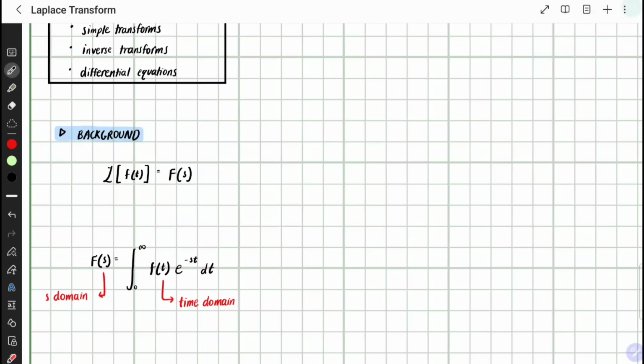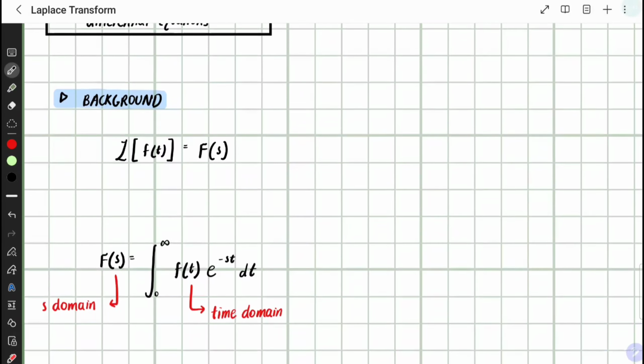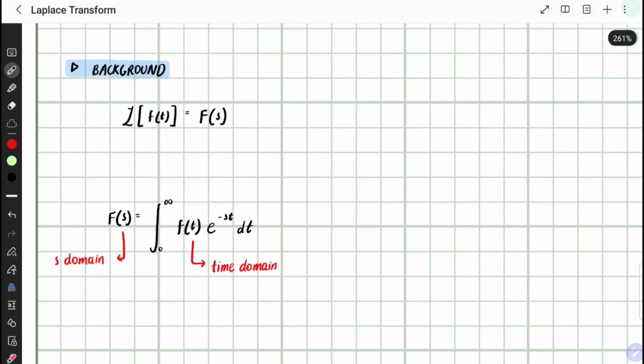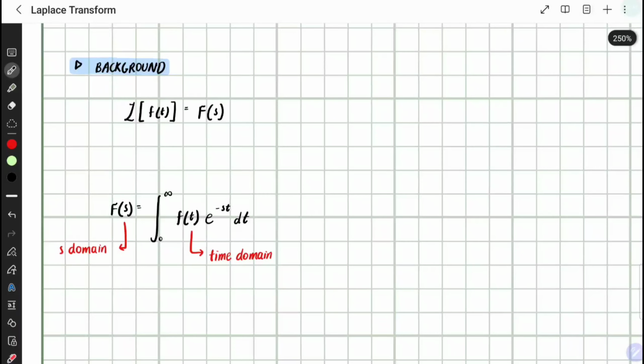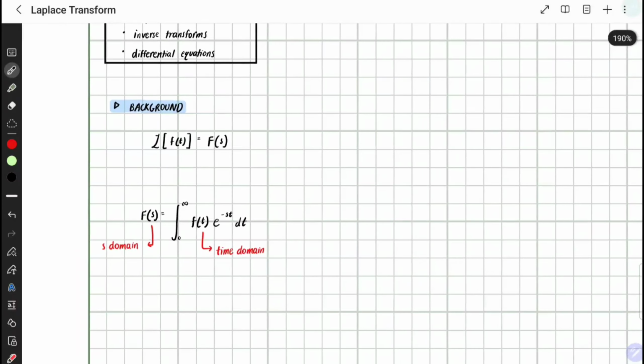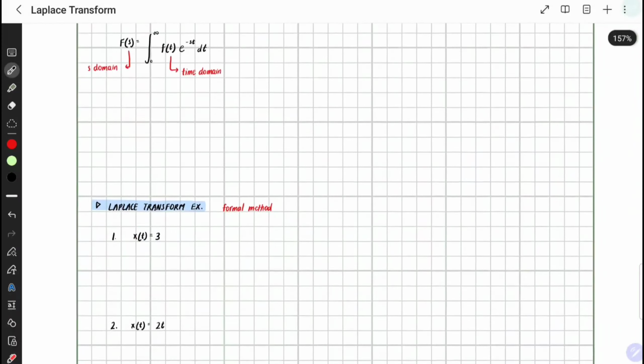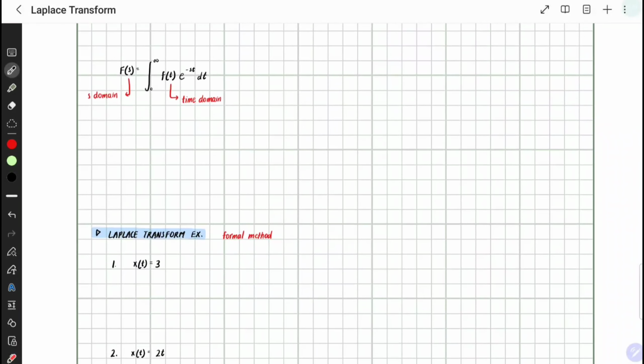So the notation we look at here is the Laplace transform of a function. In this case, the functions that we're all used to in terms of time. And we get an output function, big F of s. S here indicates the S domain or the frequency domain, and t here is the time domain. This is the formal definition of the Laplace transform. And there's an easy way of solving these using a table, which we'll get into later. But first, we'll look at some problems using the formal method of integration.